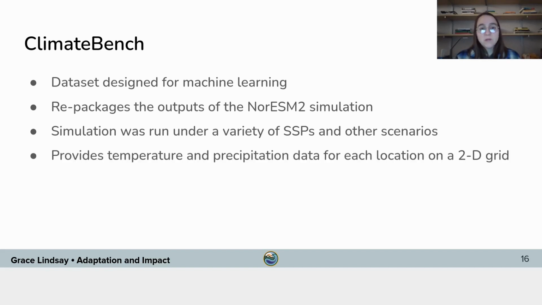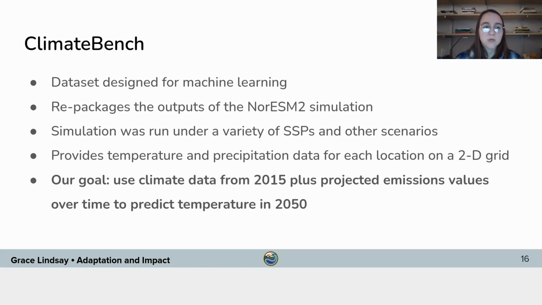What you'll be working with is data that includes temperature and precipitation for each location on a 2D grid across the globe. Our goal is to use the climate data, this temperature and precipitation data from 2015, plus the projected emissions profiles that are associated with each SSP, to predict what temperature in a location will be in 2050. So that's what we are trying to get out of this model. That's what we want our emulator to do.